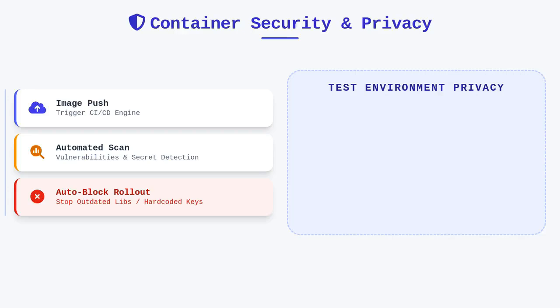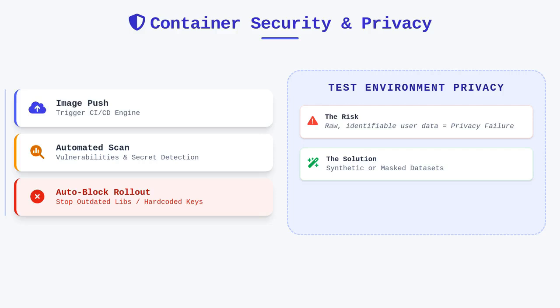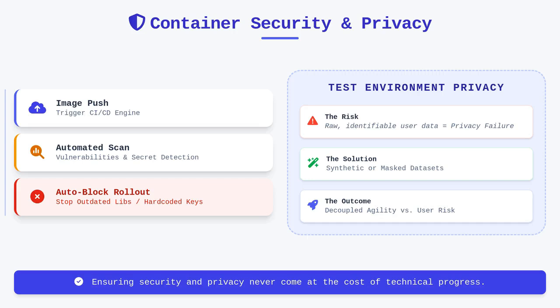Beyond static analysis, we must also consider the dynamic nature of our test environments where developers often work. Using raw, identifiable user data for testing is essentially a privacy failure. So we must automate the provisioning of isolated test environments that utilize synthetic or masked datasets. By script loading these sanitized datasets, we decouple development agility from the risks associated with processing real user information, ensuring that security and privacy never come at the cost of technical progress.